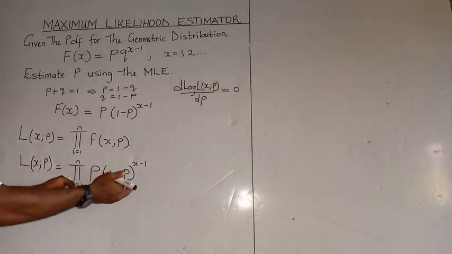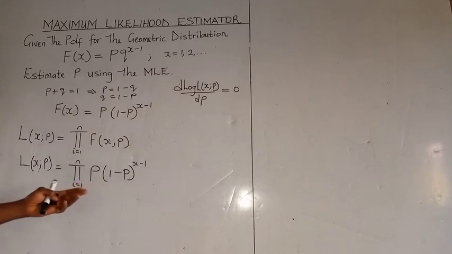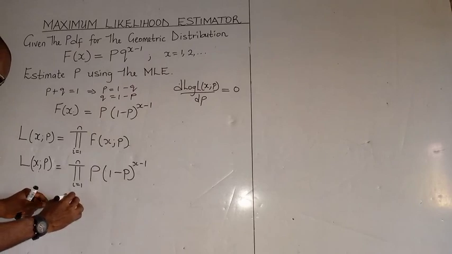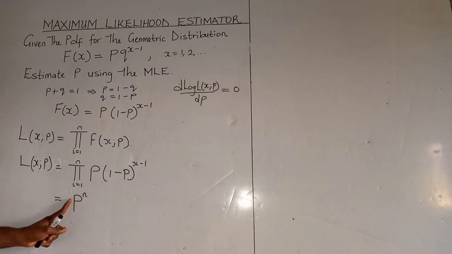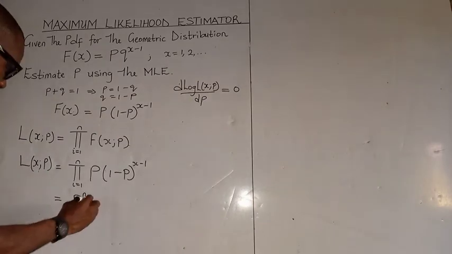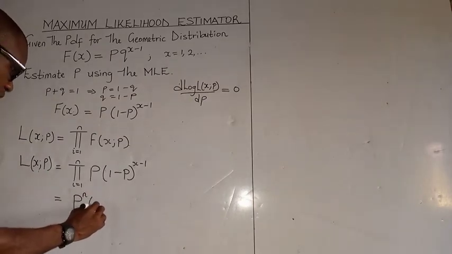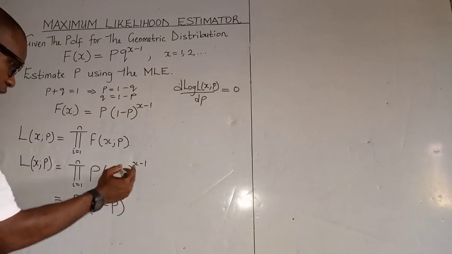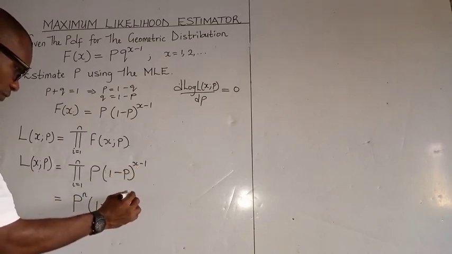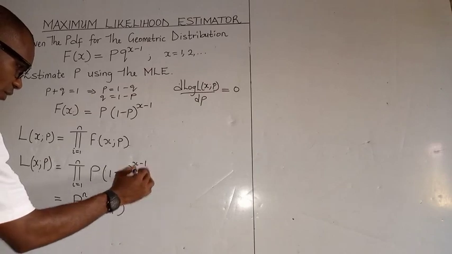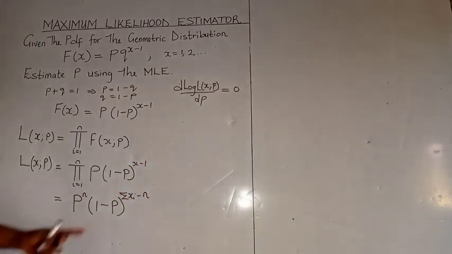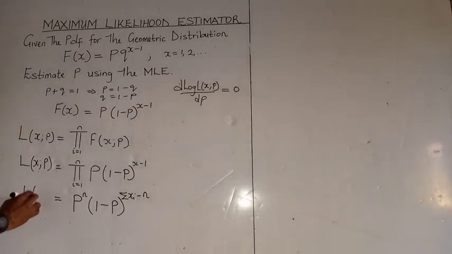If you take the product of this, it will give us P raised to the power of n, because if you sum a constant, you get n. Multiplied by (1 minus P) raised to the summation of xi minus n, where n is a constant. So this is what we have. Very simple.